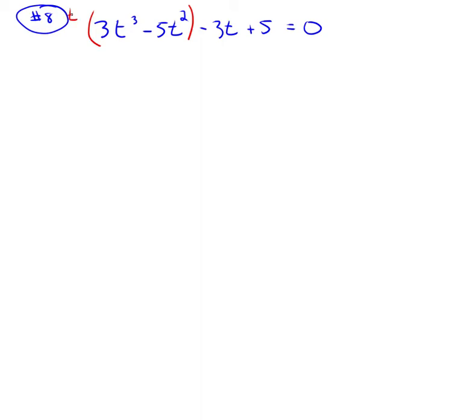The next problem, number 8, for factoring completely, is a little bit trickier. 3t cubed minus 5t squared minus 3t plus 5 equals 0. All right, here we go. So I notice, and it is in standard form, which is nice, and I notice that I have a t squared common factor up here in the first 2 terms.